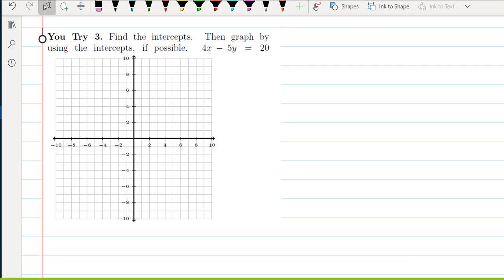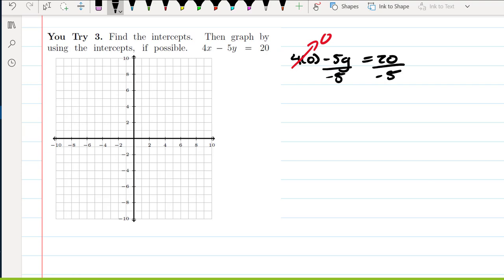All right, so let's go ahead and work on our u. So to resolve u try number 3, we're going to choose first x to be 0 to find our y-intercept. So 4 times 0 minus 5y equals 20. And anything times 0 is 0, so that leaves negative 5y equals 20. So we divide by negative 5, divide by negative 5, and we get y is negative 4. So our ordered pair would be 0 and negative 4.